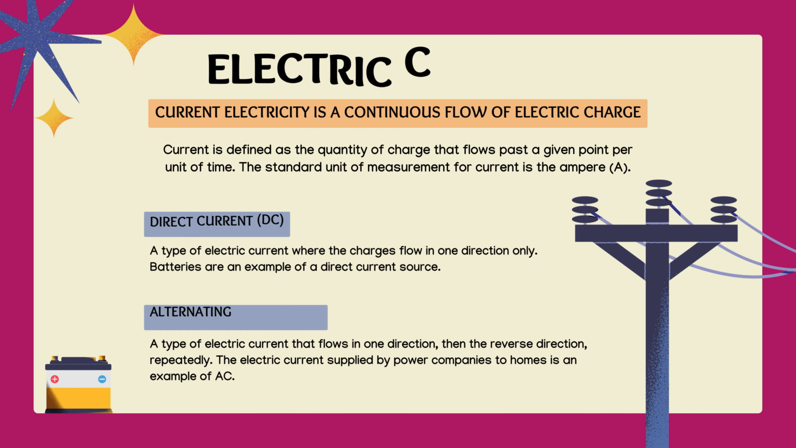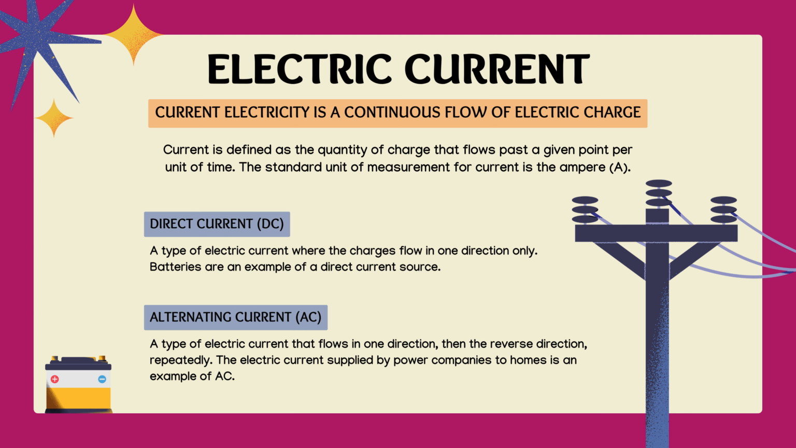Electric current. Current electricity is a continuous flow of electric charge. There are two types of current: direct current, also known as DC, and alternating current, also known as AC. DC is the type of electric current where the charges flow in one direction only. Batteries are an example of a direct current source. AC is the type of electric current that flows in one direction, then the reverse direction, repeatedly. The electric current supplied by power companies to homes is an example of AC.